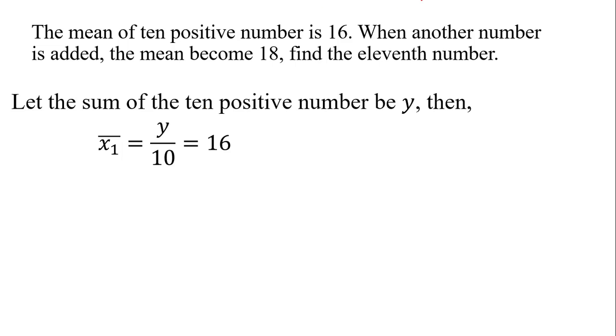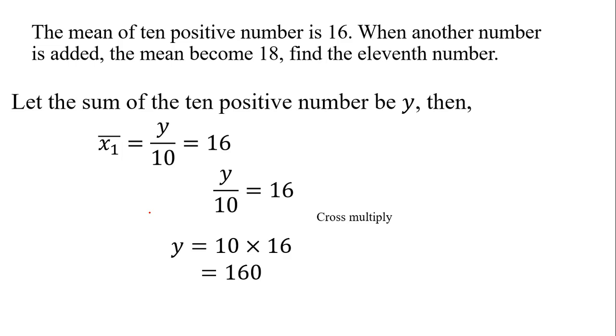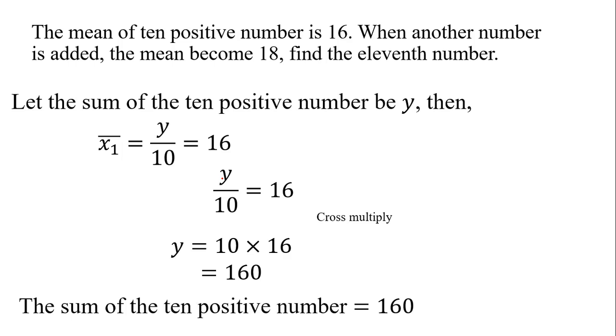That is the summation of data collected over the number of data. So x bar equals y over 10, where y is the sum of the 10 positive numbers. If we cross multiply, we have y equals 10 times 16, and that will give us 160. So the sum of the 10 positive numbers is 160.